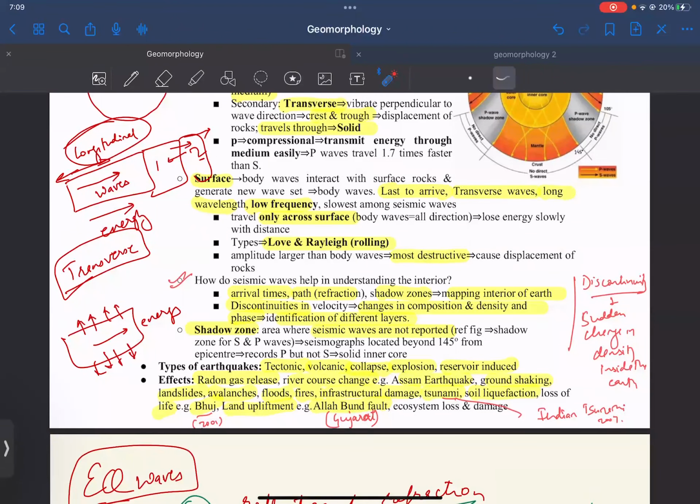Also we find the seismic waves. Their speed varies at what point? At discontinuities, the discontinuities in the interior of the Earth. Those are those areas where there is a sudden change in density.